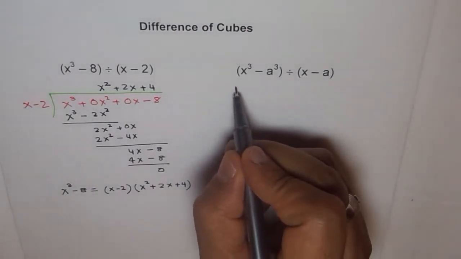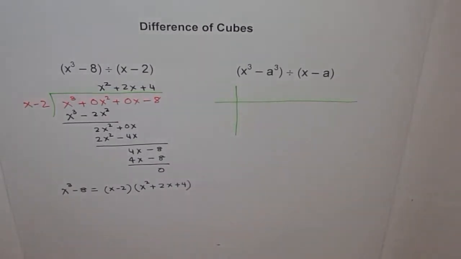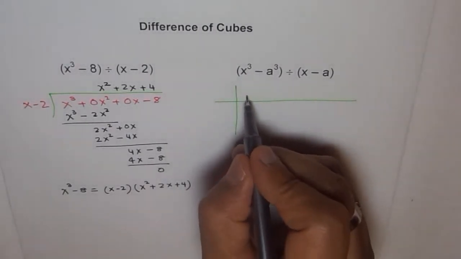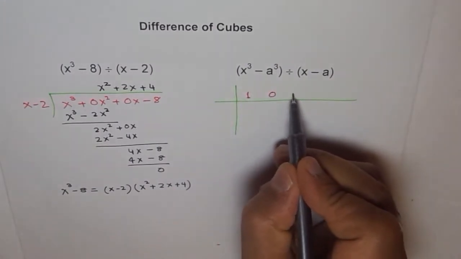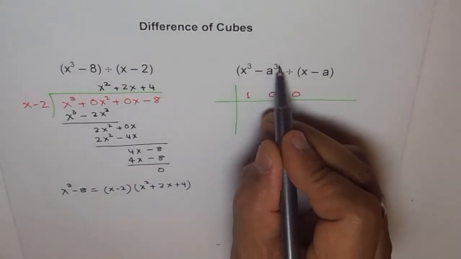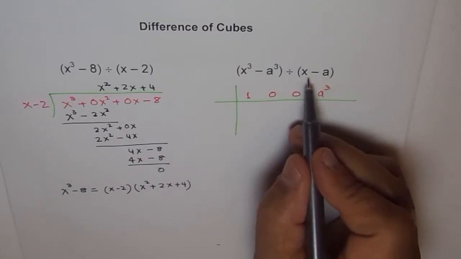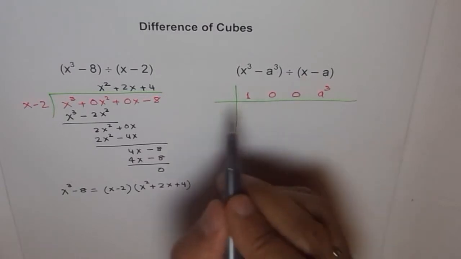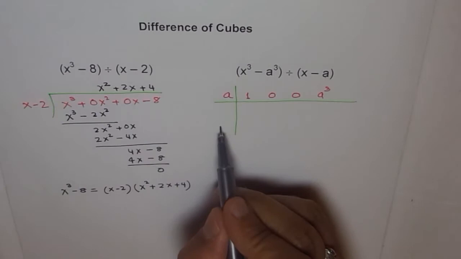Here, this time, let's do it with synthetic division, okay? So that will be a good review on synthetic division. So here, what are our numbers? The coefficients are, the coefficient of x cubed is 1, right? The missing terms are x squared and x. We can write their coefficients as zeros. And the constant is minus a cubed. So minus a cubed becomes our constant. We have to divide by a number which will make this divisor 0. And that number is x equals a. So we'll divide by a. Correct? And now we'll do synthetic division.